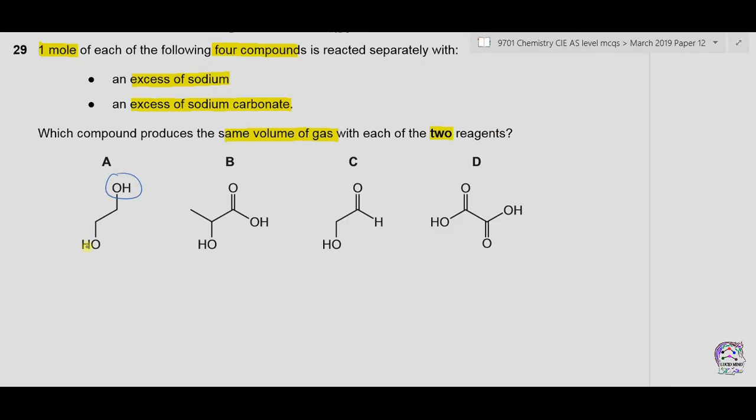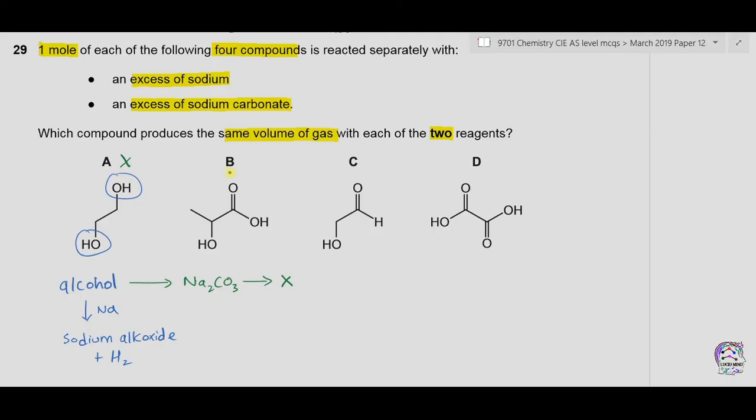In A we have alcohol functional groups. Now alcohols do react with sodium to form sodium alkoxide, along with hydrogen gas. But alcohol does not react with sodium carbonate. So therefore A is incorrect.